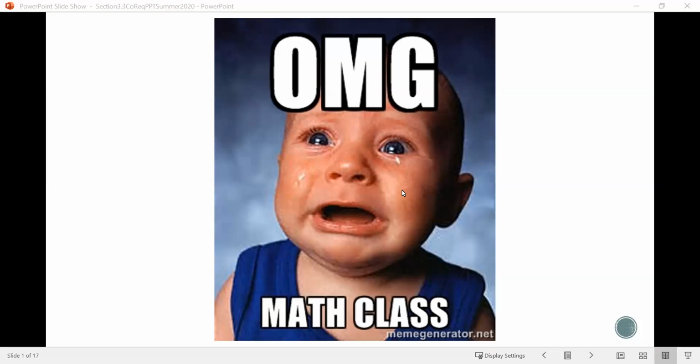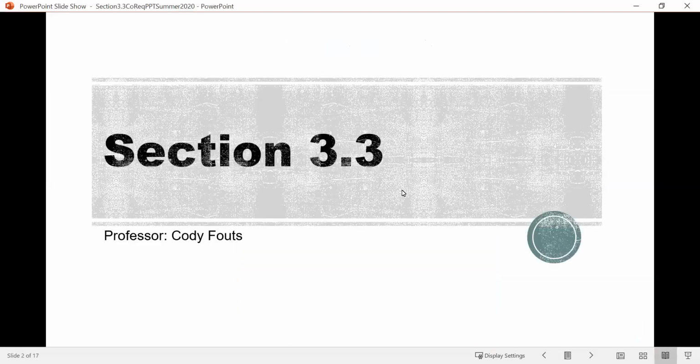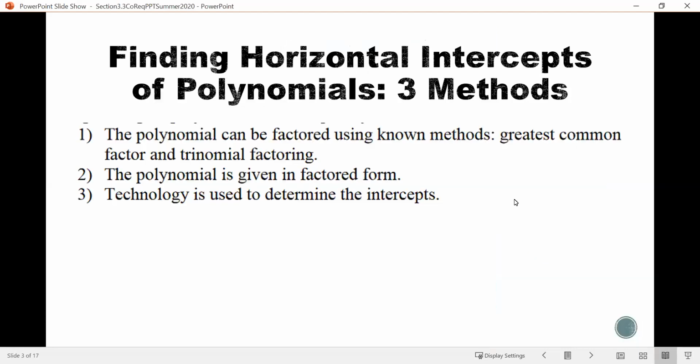Anyways, we are starting section 3.3, and we're going to do a deeper dive into polynomials now. We had an intro to polynomials in section 3.1. We looked at a specific type of polynomial, quadratics, in section 3.2, and now we're going to generalize even more about polynomials in section 3.3.